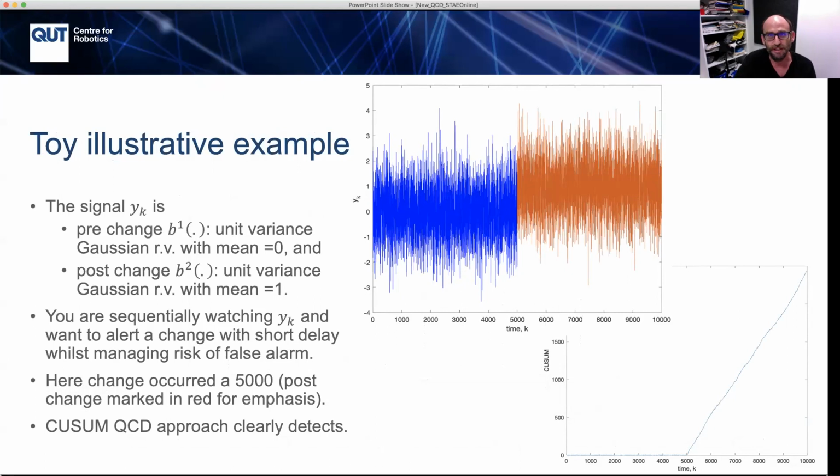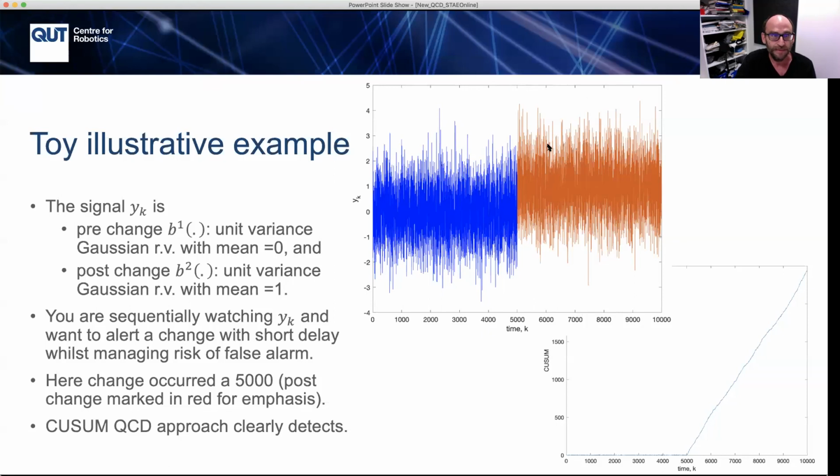The problem we're interested in here is that we're sequentially watching this data, and we want to declare when the change has happened. Whilst it's easy to see with your eyeball, we want an algorithm to do that. And it's not like you could say, as soon as we get a piece of data above 2, I'm going to say a change has happened.